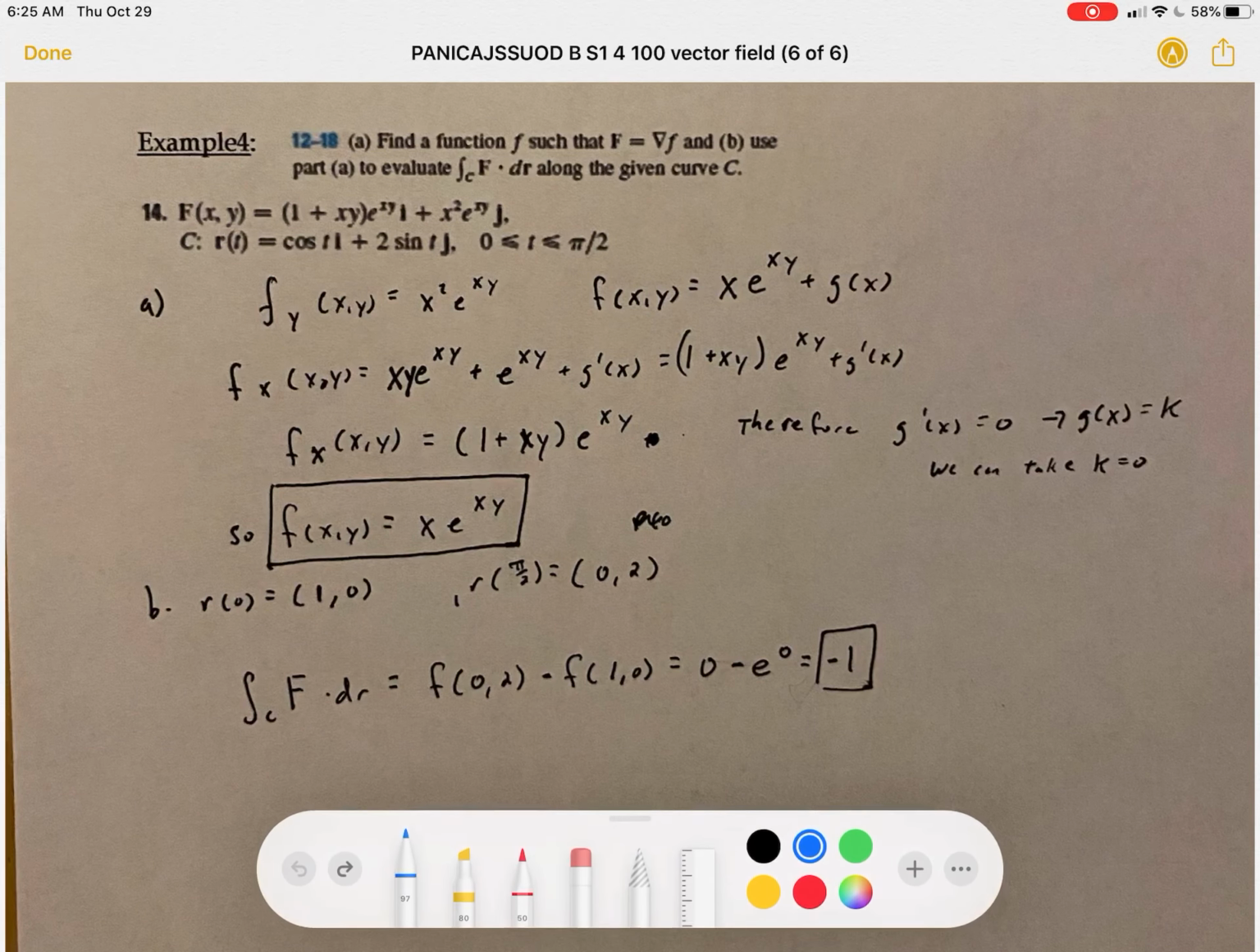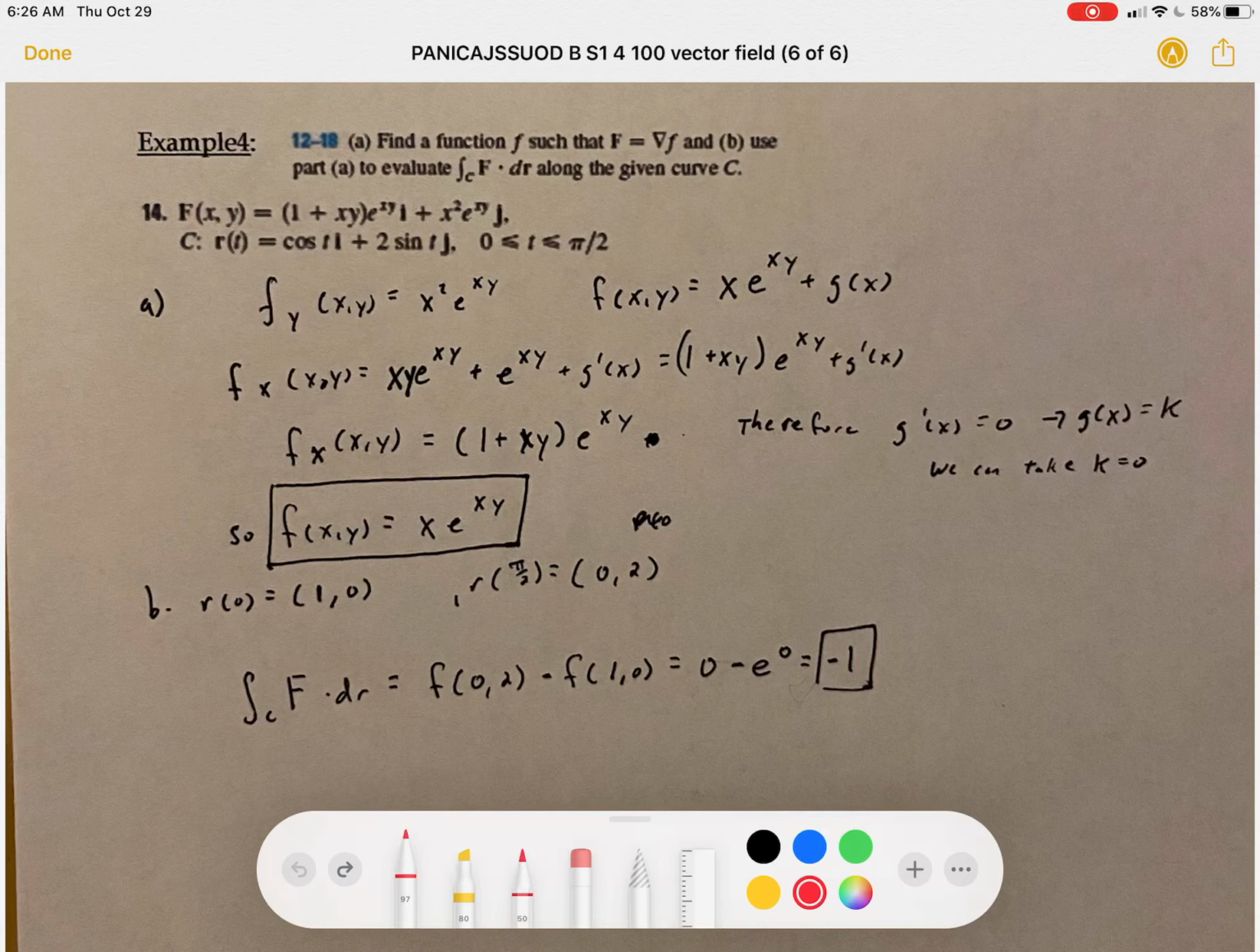All right, so let's do the last one. The last one's kind of putting it all together. We're going to find a function f such that our vector field is equal to the gradient of the function, so we'll have a conservative vector field. And then we're going to use part A to evaluate the line integral along the given curve C. If F is a conservative vector field, then the pathway does not matter for our line integral, and that's why only the endpoints matter.